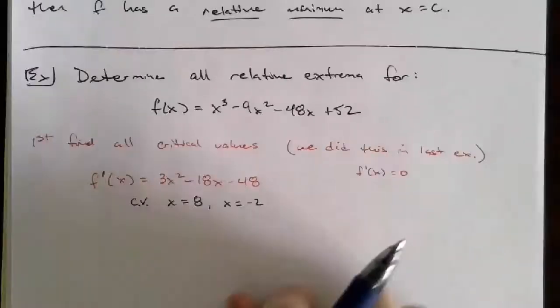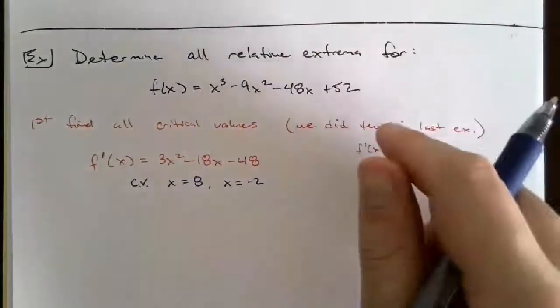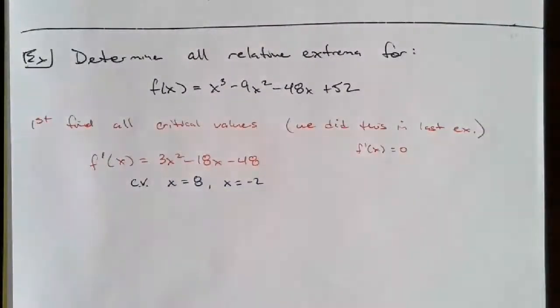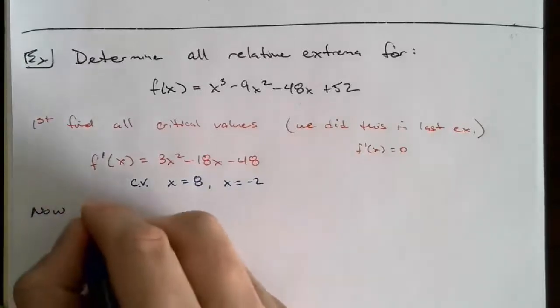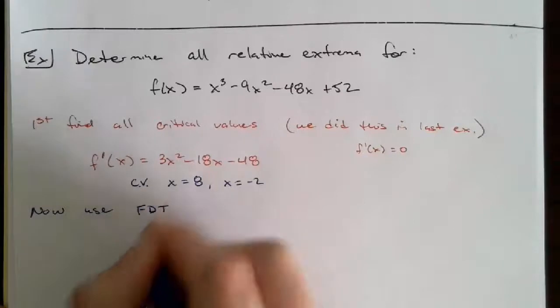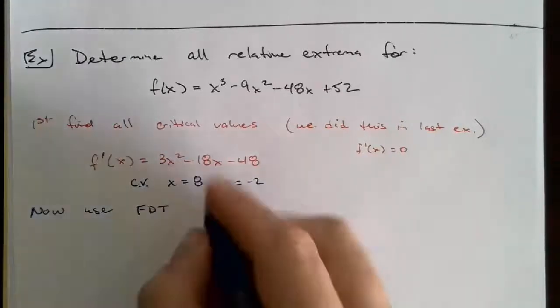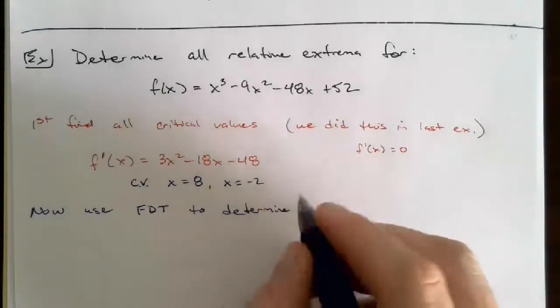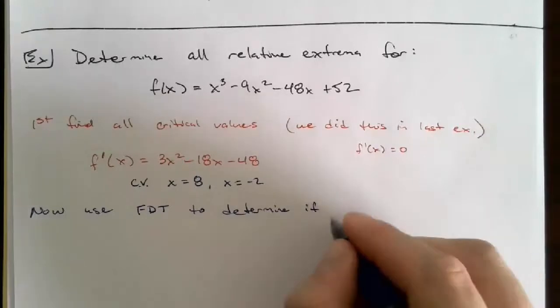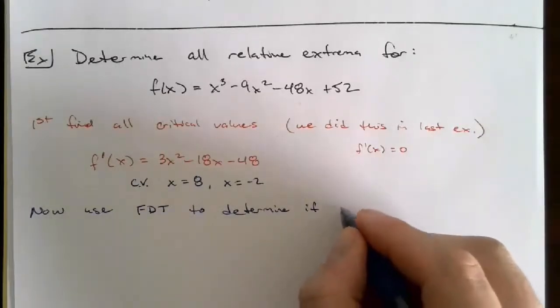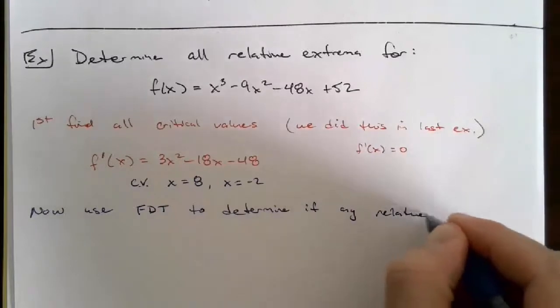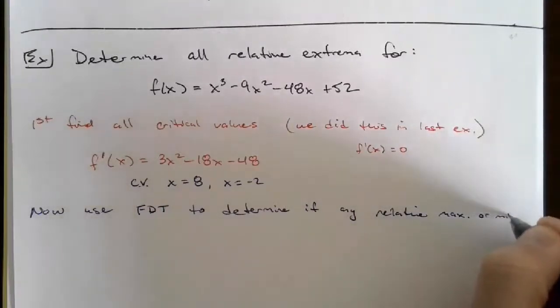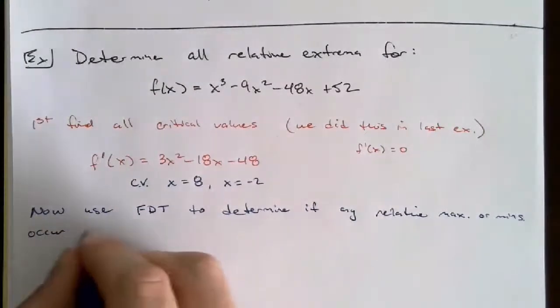So that part's already done for us, but if not, and I asked you to find the relative extrema, the first thing you want to do is find the critical values. So we did it there. The next thing you want to do is use the first derivative test to figure out where the maxes and mins occur. So now I'm going to use FDT for first derivative test to determine if any relative max or mins occur at the critical values.